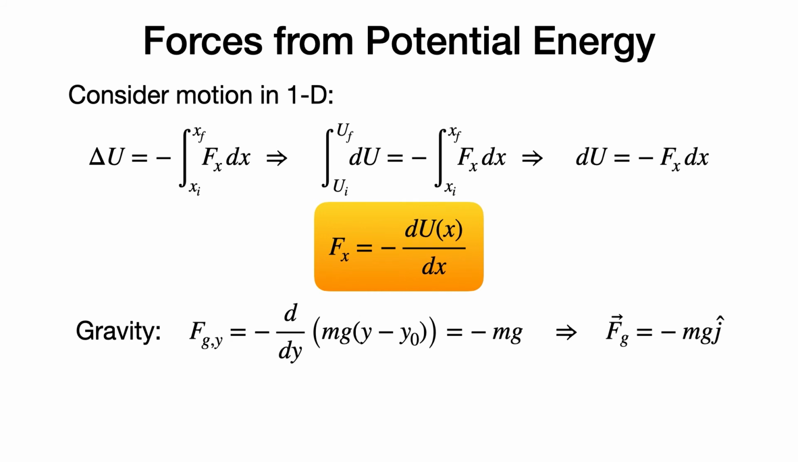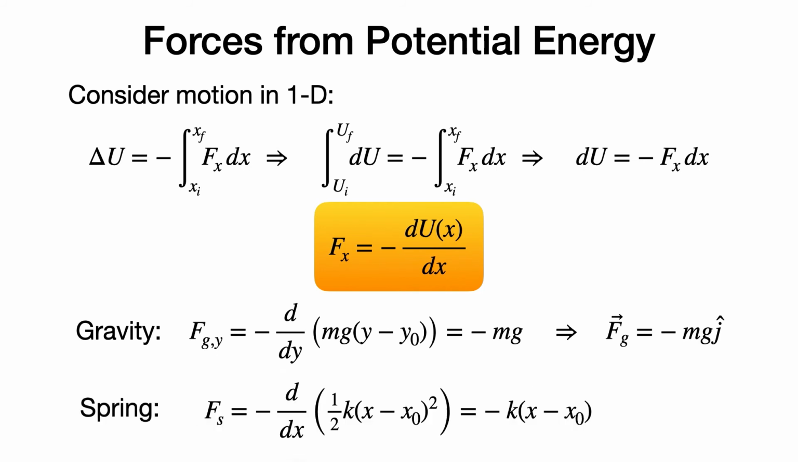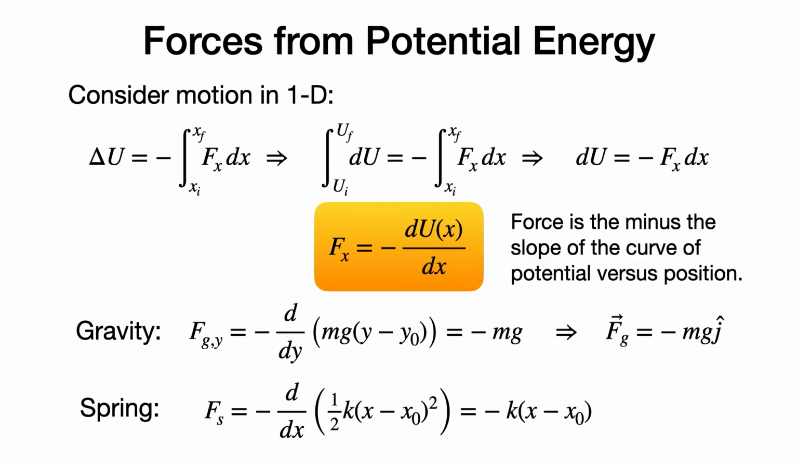So, for example, we could compute the gravitational force by taking minus the derivative with respect to y of the gravitational potential energy. The result is minus mg. So since this is in the y direction, we recover that the gravitational force is minus mg j-hat. If we consider the potential energy of a spring and take minus its x derivative, we recover exactly Hooke's law. This relationship between force and potential energy is just telling us that the force is minus the slope of the curve of potential versus position.